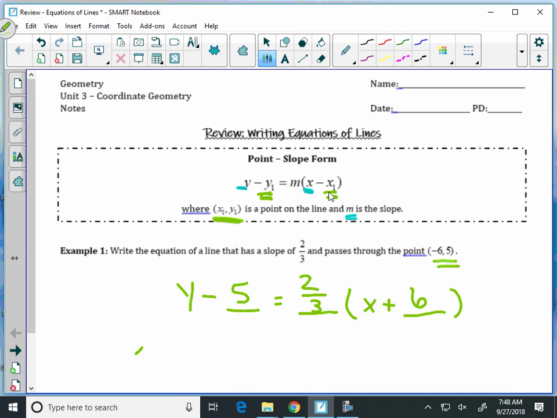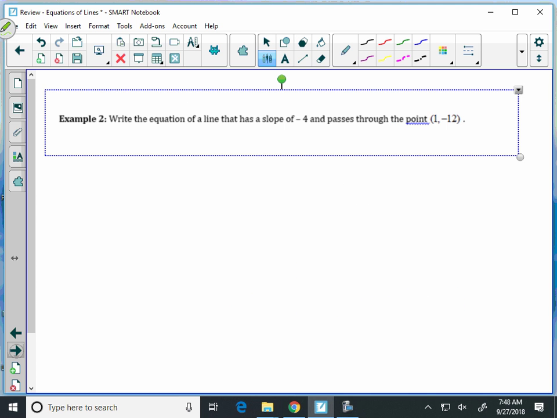Okay? That easy. So all you have to remember is your slope goes out in front of the parentheses, the y value goes with the y, the x value goes with the x. Change the sign of your x. Don't change the sign of the slope. That's going to stay whatever it is. But just remember the point changes signs. Okay? So let's take a look at example 2.